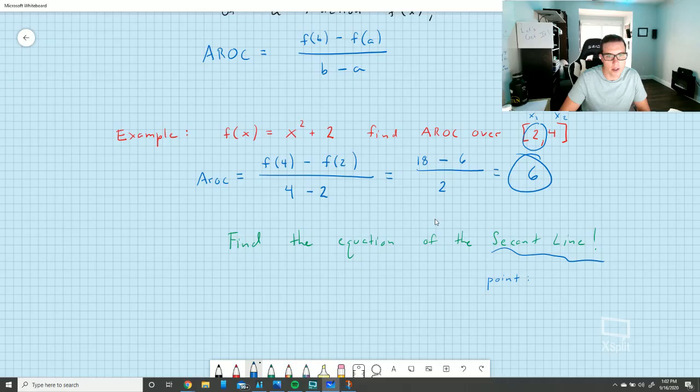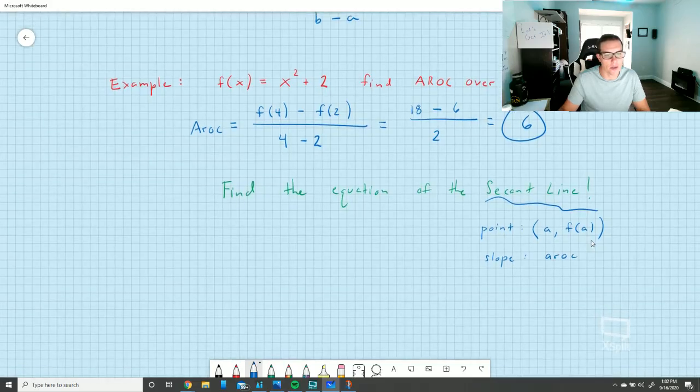So typically what you're going to do is take x1, so your x coordinate, which is your a, and then the y coordinate associated with it, so f of a. You could choose the other one if you wanted. So listen, you could choose 4 if you wanted also. It doesn't make a difference. You need to use one or the other. And then you need a slope. And the slope is just the AROC, average rate of change. All right, and then you put them together using what I like to use, called point slope formula.